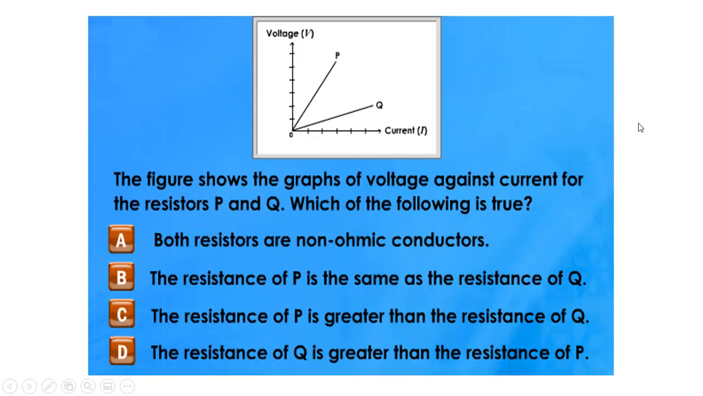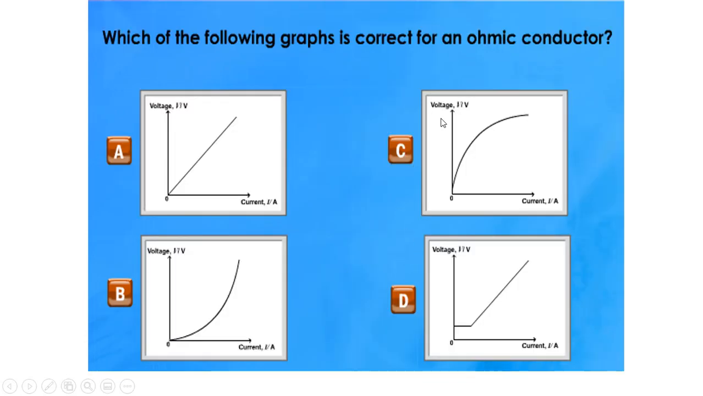Next question. Which of the following is true? We have resistance P and resistance Q. Remember, V over I gives you the resistance, so P has a larger gradient, so it should have larger resistance. So the resistance of P is greater than the resistance of Q. The answer should be C. Alright, correct. Next question. Which one is the correct ohmic conductor? It must be a straight line. So A is the answer.